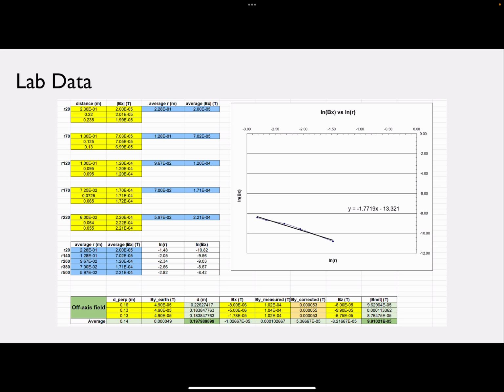The first part towards the top, you can see R20, R70. So those are just the different fields we were looking for, and we have the distance, and then that created this graph on the right. And then for the off-axis field, we found d perp, and then we also have dx, dy measured, and dy corrected. dy measured is what we found. dy corrected is what it actually is because you have to subtract the Earth value as well, because Earth is acting on it as well. And so, an important observation here is that the R value decreases as the field you're looking for increases. So those are just some important observations.